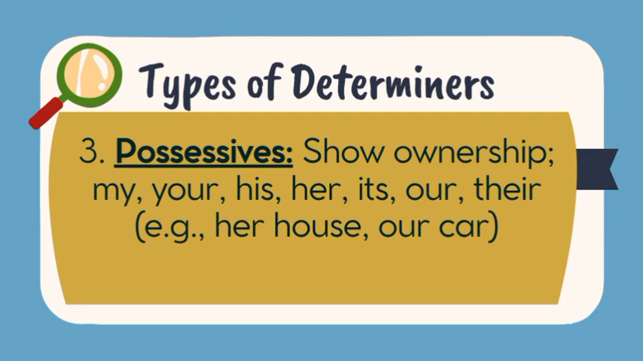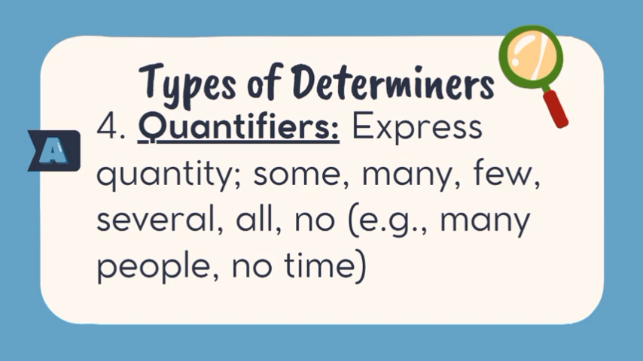Alright, so the next type of determiners is what? Quantifiers. Quantifiers express quantity, and examples are some, many, few, several, all, no, e.g., many people, and no time.